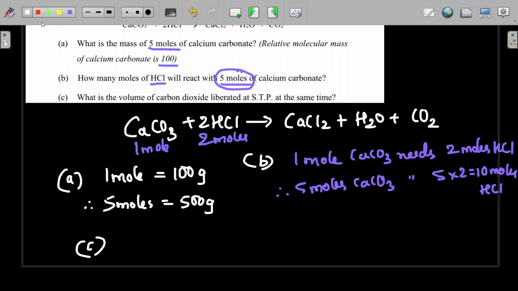Now, what is the volume of carbon dioxide liberated at STP at the same time? Now, see, carbon dioxide is here. Same time, meaning what? When you are taking 5 moles, that you have to understand.